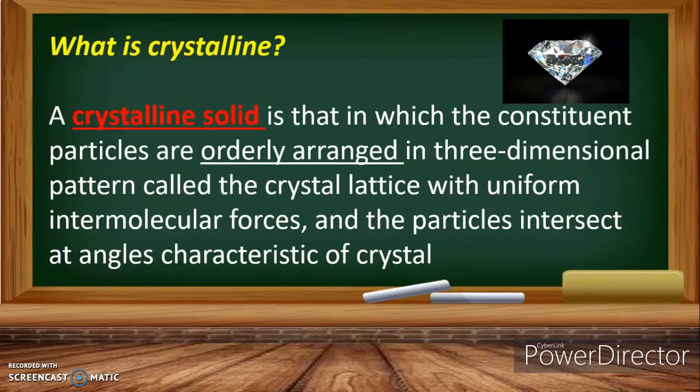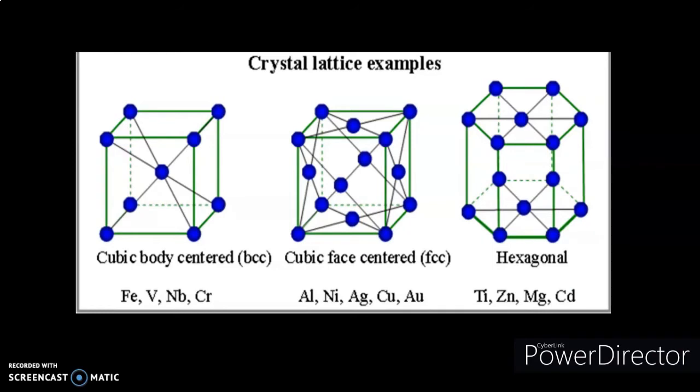So, what is crystalline? When we say crystalline, it's a solid in which the constituent particles are orderly arranged in a three-dimensional pattern called the crystal lattice, with uniform intermolecular forces, and the particles intersect at angles characteristic of crystals. So as you can see, this is an example of a crystal lattice.